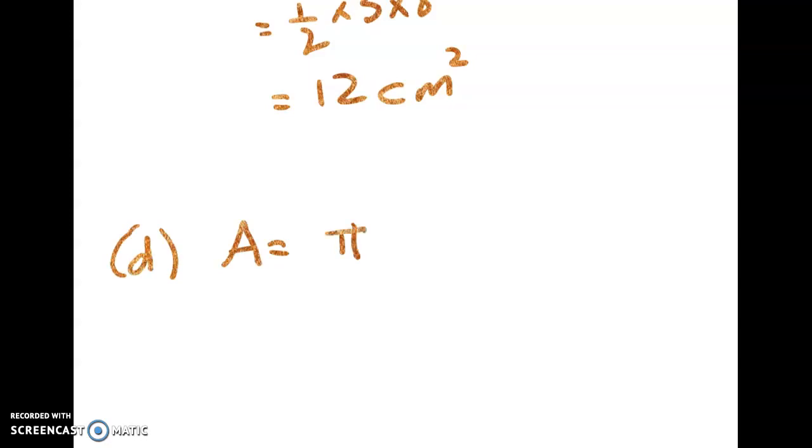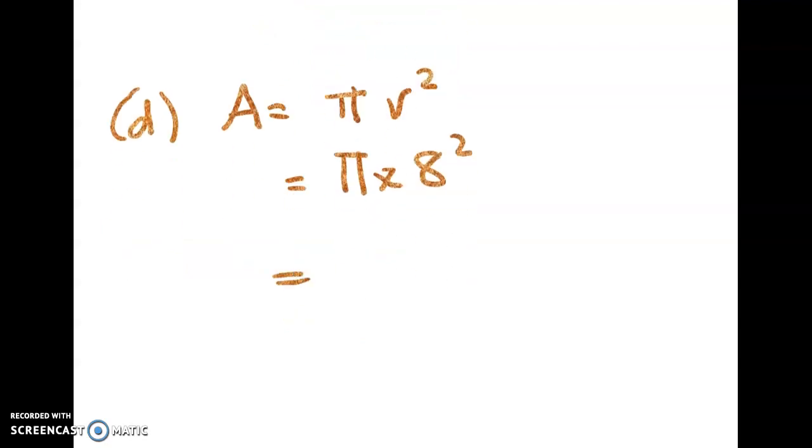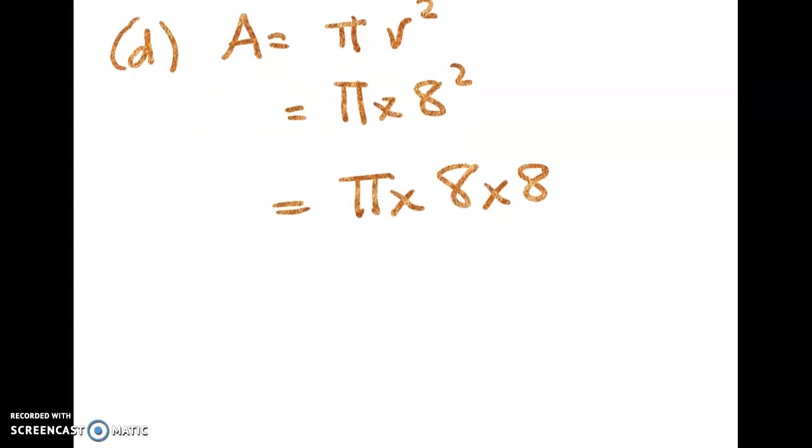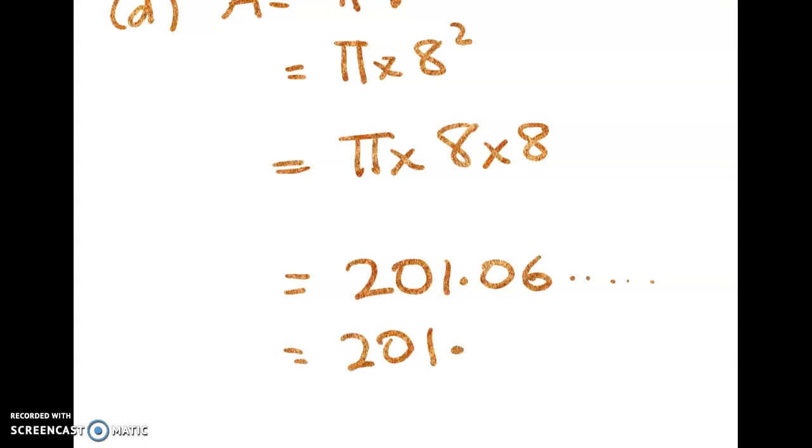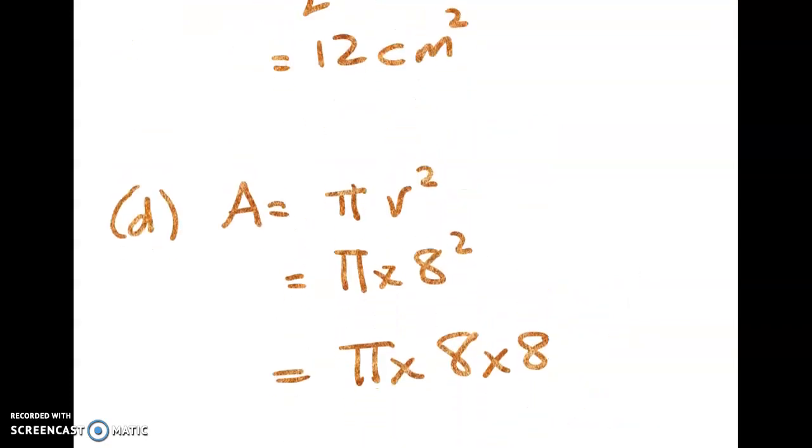Area of a circle is pi times the radius squared, which is pi times 8 squared. Now remember 8 squared is 8 times 8, so 64 pi, and that gives me 201.06 and so on. Rounding that, I get 201.1 centimetres squared. All right, let's see how we go with number 6.